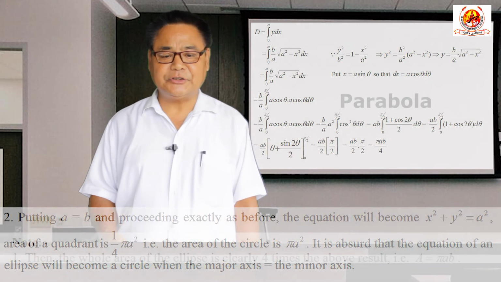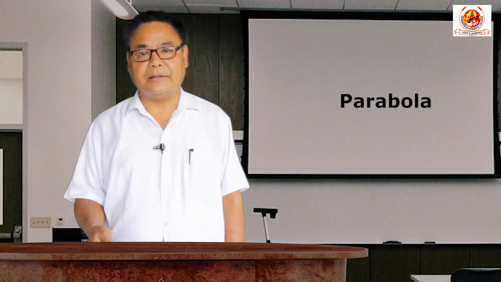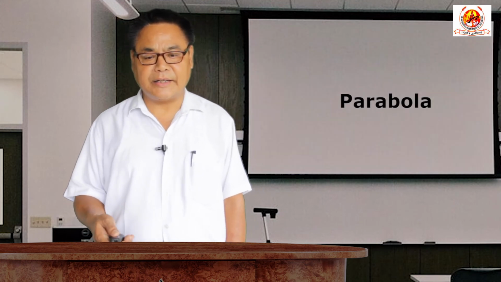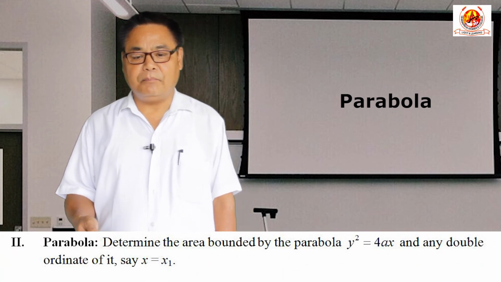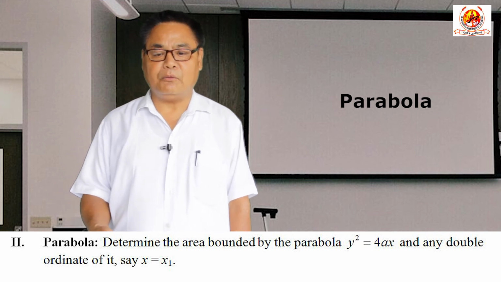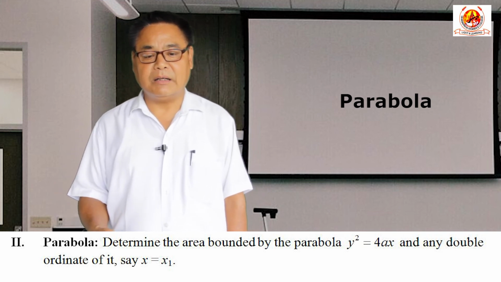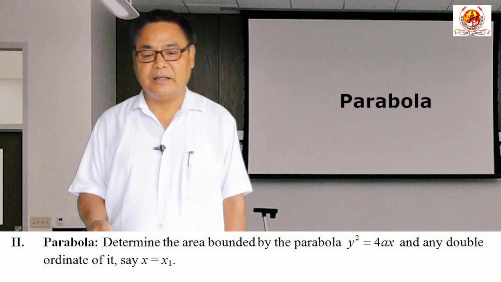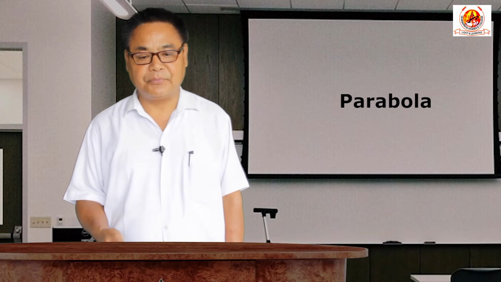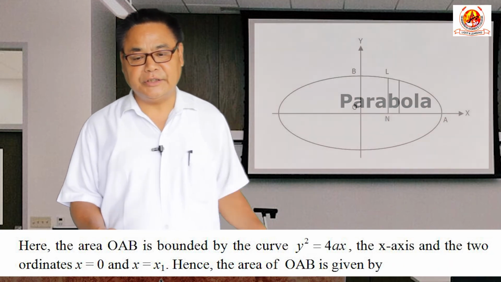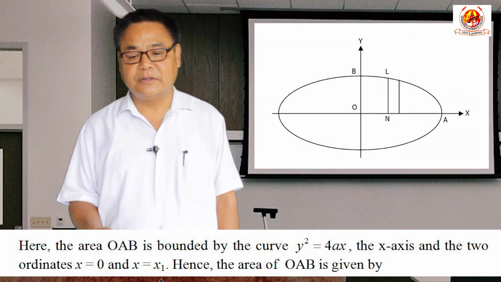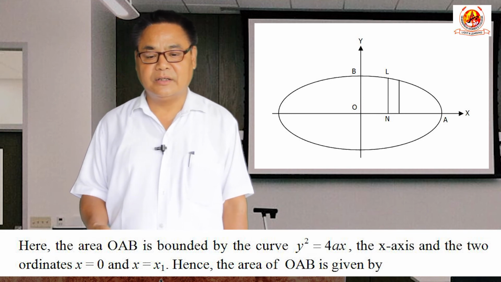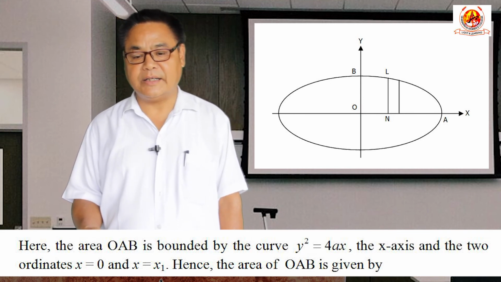So taking this relationship, we can do another example, that is parabola. In the case of parabola, as you all have known, determine the area of a parabola y square is equal to 4ax bounded by this parabola and any double ordinate of it, say x is equal to x1. Here the area, as you see in the figure, OAB is bounded by the curve y square is equal to 4ax, the x-axis, and the 2 ordinates, say x is equal to 0 to x1.